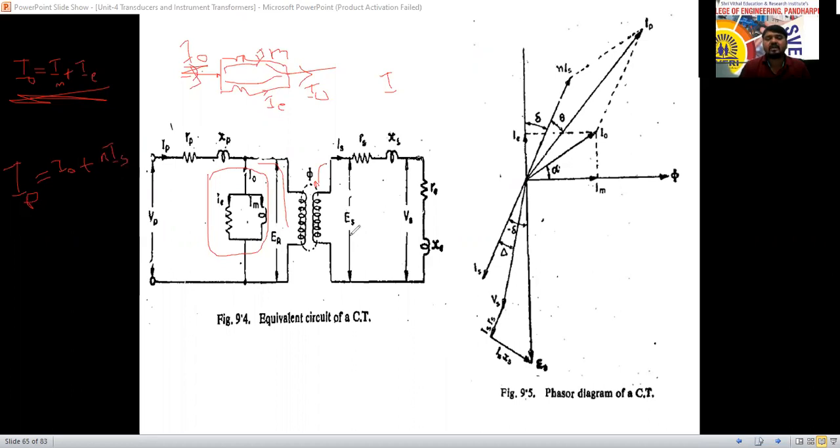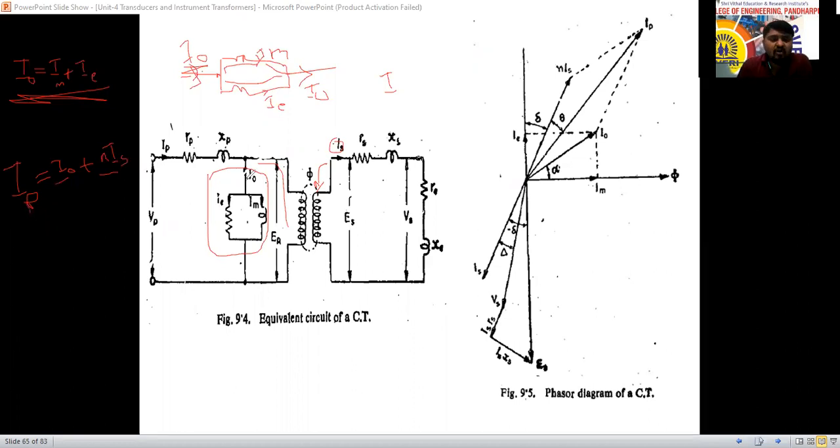This is also acting as a parallel path. So IP equal to, here I naught is produced because of the IP only. The same current will flow here, and because of this EMF will be induced here. So the number of turns and the product of the induced EMF or current here is the part of IP. So IP equal to I naught plus N IS we are going to call.